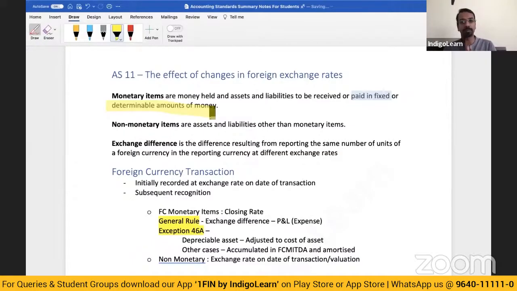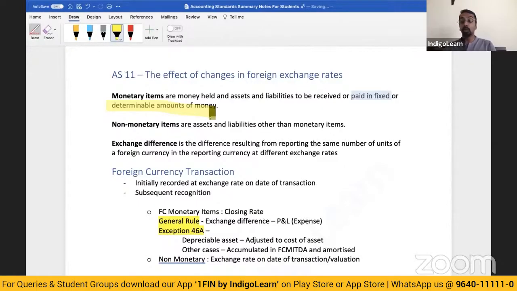Now let me ask you one question. Is inventory a monetary item or a non-monetary item? Let me look at the responses. Is inventory a monetary item or a non-monetary item? Monetary, non-monetary, monetary.